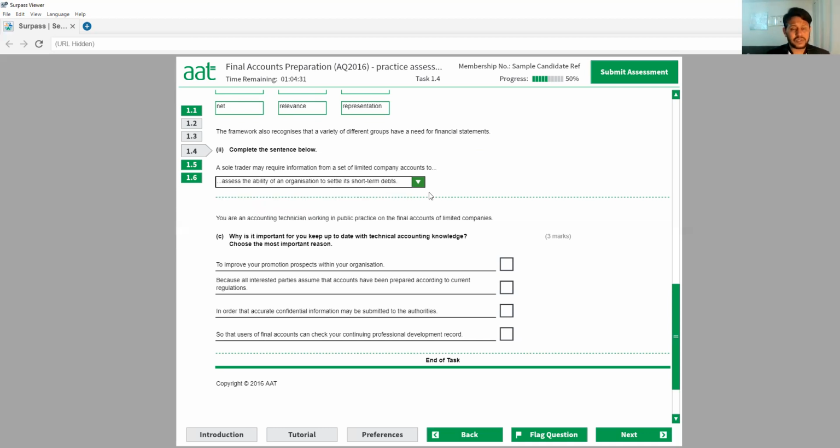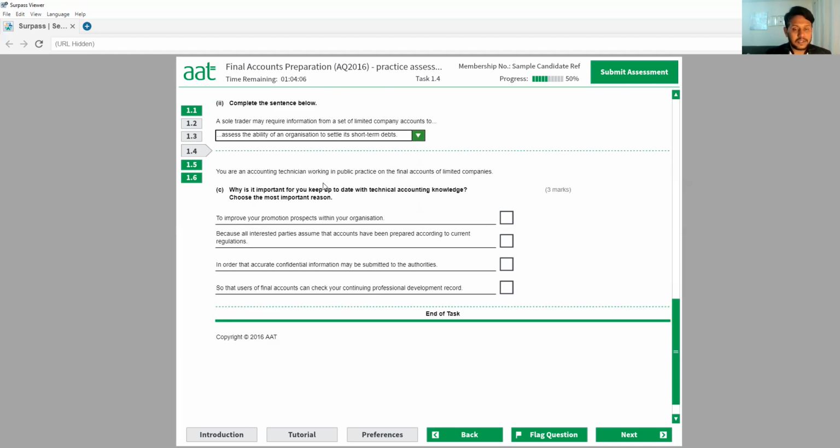So if I'm a sole trader and I'm looking at financial statements or information on limited company accounts, what do I want to see? Maybe I want to see the ability to settle short-term debt. That means if they buy something from me, they have enough cash to pay me for this transaction. So we're looking for that.